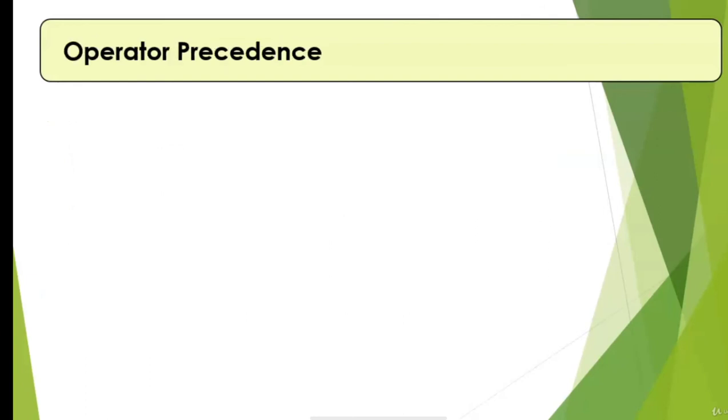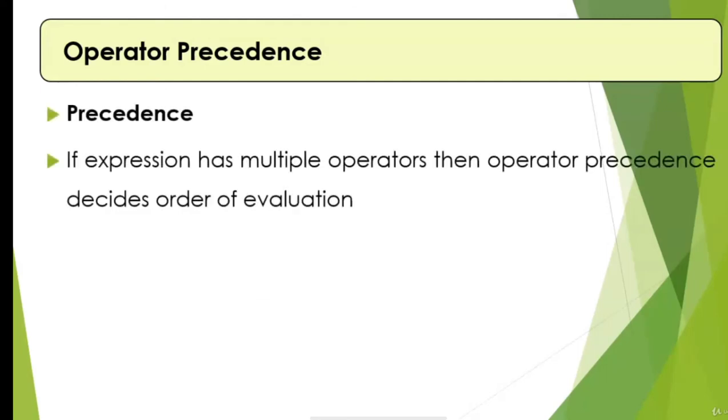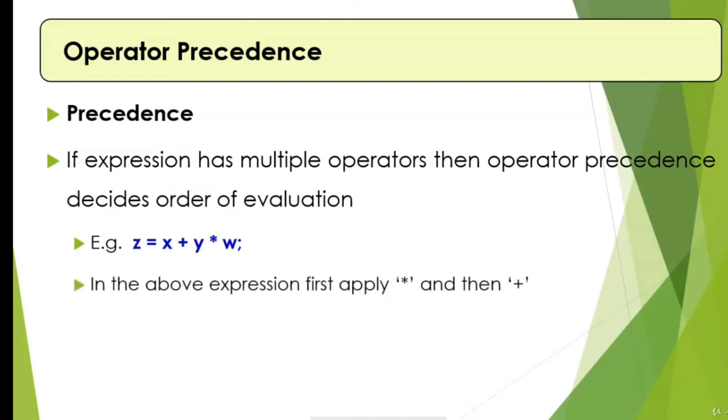Let's discuss operator precedence in detail. If an expression has multiple operators, then precedence of the operators is taken into consideration to decide the order of evaluation. Let's see an example. z is equal to x plus y star w. So in this expression I have two operators, namely plus and star. In the above expression, the multiplication operator has more precedence than the plus. So I apply the multiplication first and then plus.